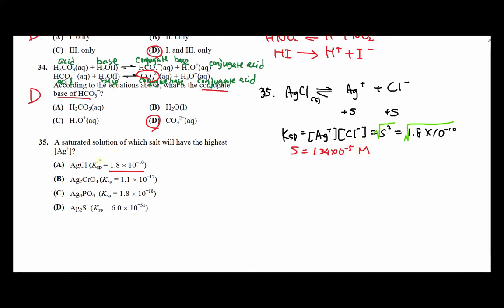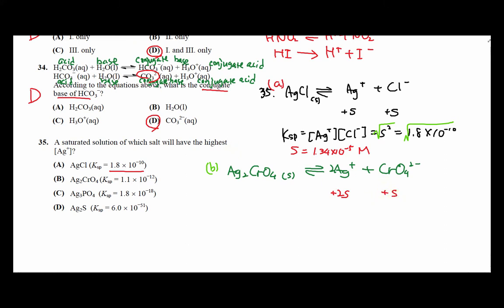Alright, so that was A, now we're gonna do B. This time we have 2 ions of silver cation, and then we have chromate ion, just one of them. If I'm to write the equation again, we have a change of plus 2s due to the stoichiometry, and plus s.